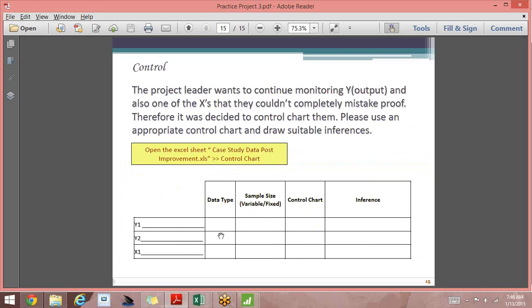What is the data type? Is it continuous for activation time? Is activation time continuous, Anuj?